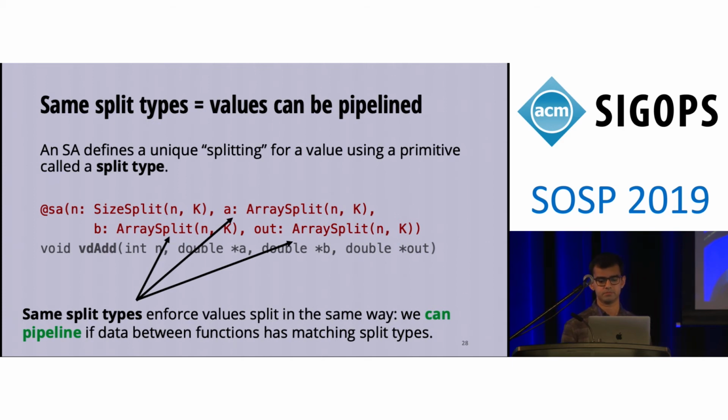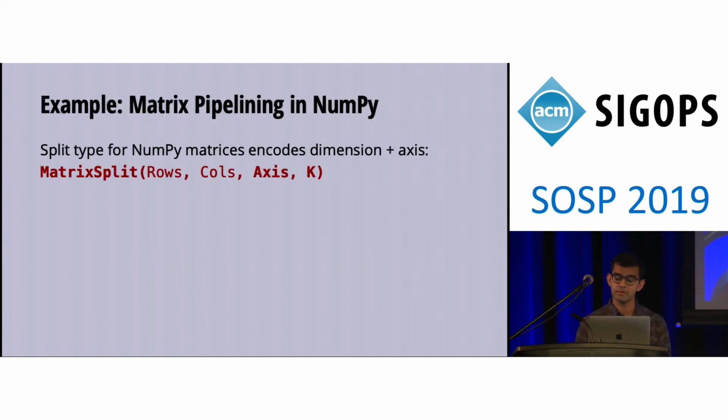In addition, we can only pipeline data between two functions if the data passed between the two functions have the same split type. So as a more complete example, let's look at splitting matrices in NumPy, where functions actually let you control whether they occur by row or by column using an axis argument. So we can encode the matrix split type with the Boolean axis as one of the parameters. So if axis is 0, the function is by row, and if axis is 1, it's by column. At runtime, when the function is called, these parameters are initialized with values in the split type.